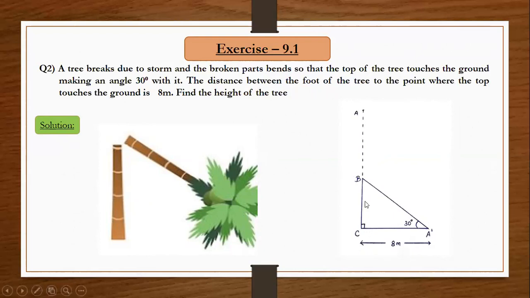Now, understand that the whole AC is the height of the tree. In the figure, this is BC. So we have BC and we have to find AB, which is extra also. Only then can we find the total height.